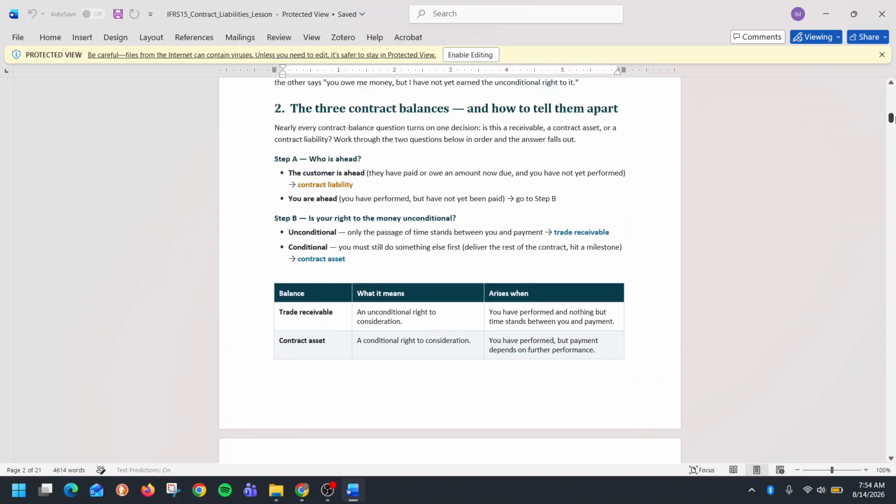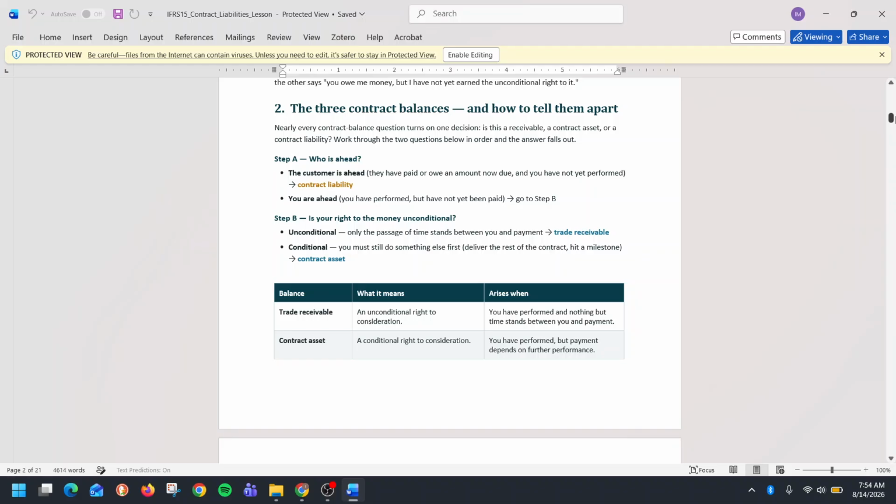Again, we look at the two contract balances and how we can tell them apart, who is ahead in the contract. When our customer is the one who is ahead, they have paid us money, or an amount is due, and we have not performed, that brings up a contract liability. It means the customer saw it fit to pay us ahead of time, and now we have not performed. Hence, a contract liability is birthed.